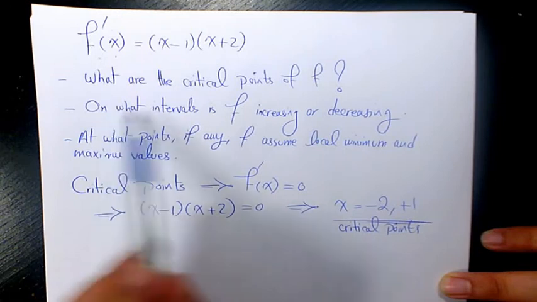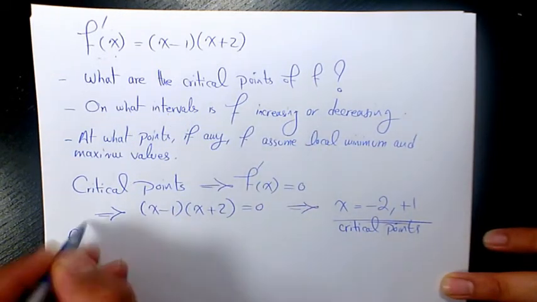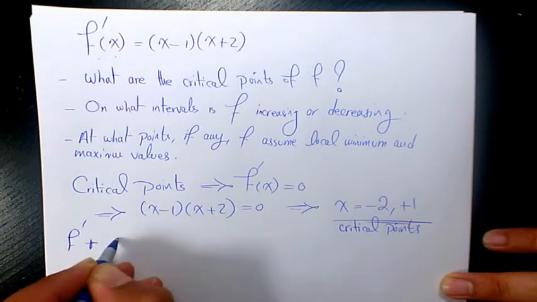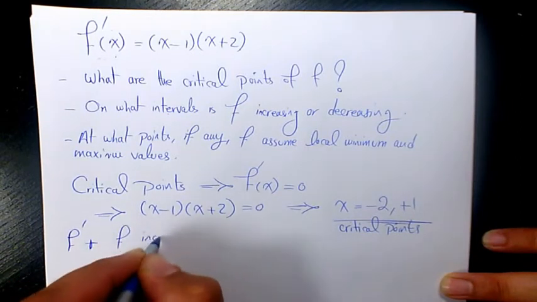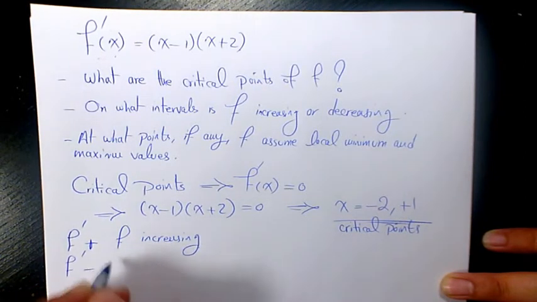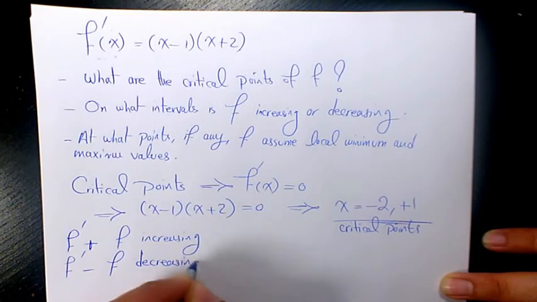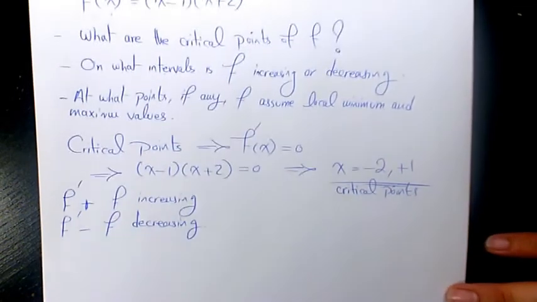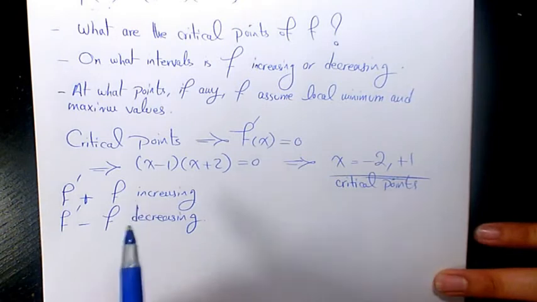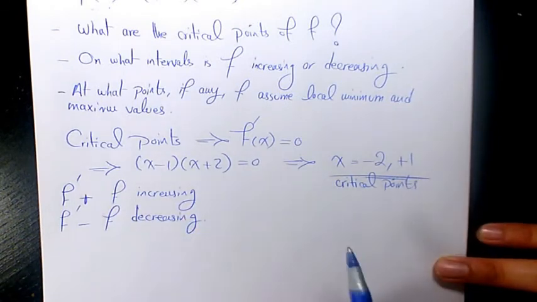Now we want to find out in what intervals f is increasing or decreasing. We know whenever f prime is positive, the function is increasing. Whenever f prime is negative, the function is decreasing. So how do we find out in what interval it is positive or negative?